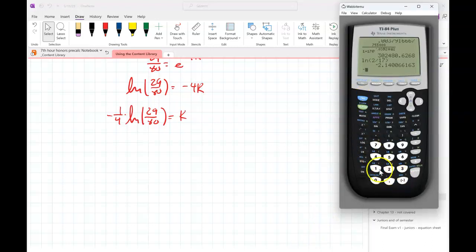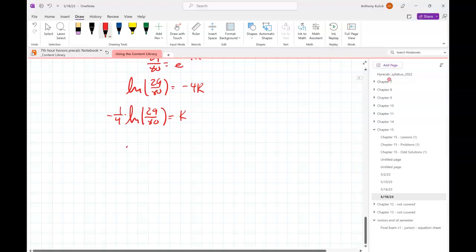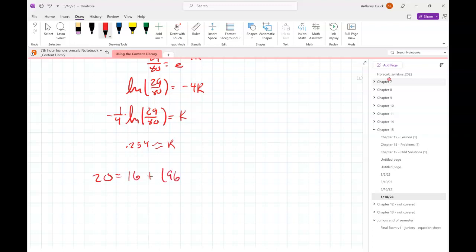All right, so I have negative 1/4 times natural log of 29 over 80. So that's about 254. But these problems are going to be kind of sensitive to rounding. So I'm going to store this value as the letter K, so I can just use that later on. I don't have to remember all the decimal points, and I don't have to settle for rounding. But I'll write that down. Now I'm able to solve the problem that I'm really interested in.